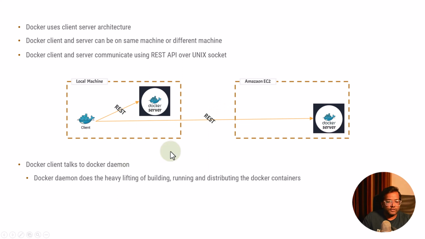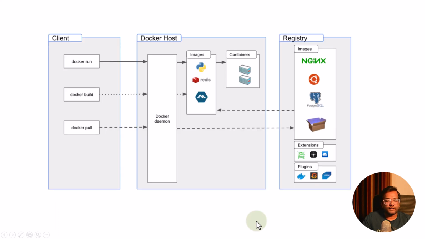The Docker client talks to the Docker daemon, and the Docker daemon does the heavy lifting of building, running and distributing the Docker containers. So the most important work in the Docker ecosystem is performed by the Docker daemon, which does all the building, running and distribution of the Docker containers.